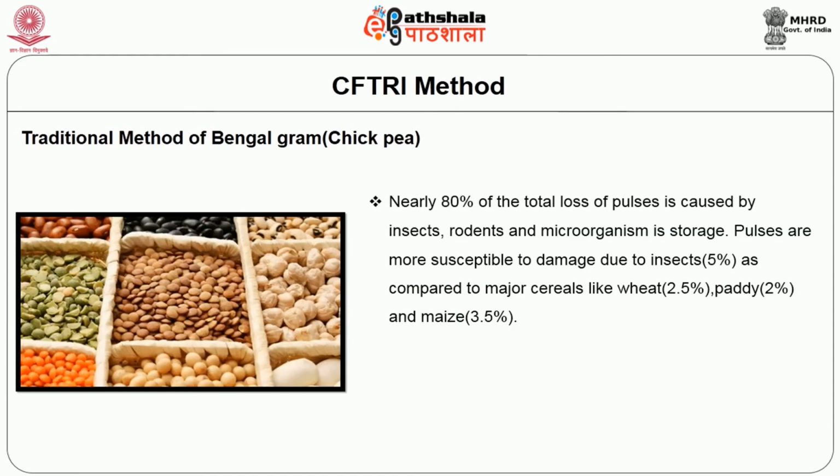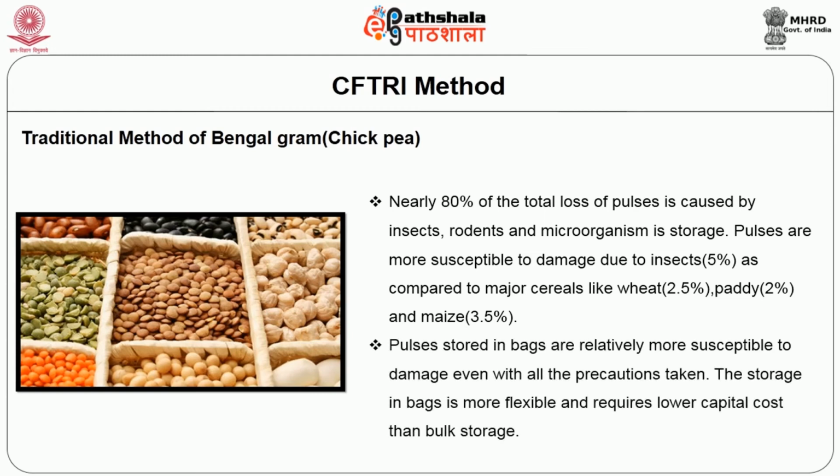Nearly 80% of the total loss of pulses is caused by insects, rodents and microorganisms during storage. Pulses are more susceptible to damage due to insects as compared to major cereals like wheat, paddy and maize. Pulses stored in bags are relatively more susceptible to damage even with all the precautions taken. The storage in bags is more flexible and requires lower capital cost than bulk storage.